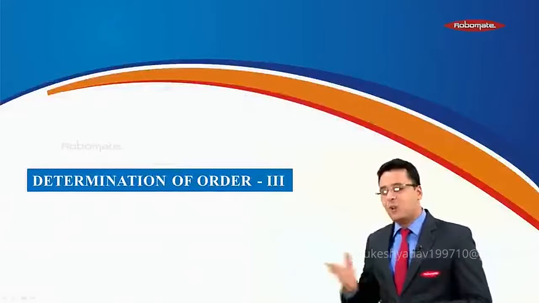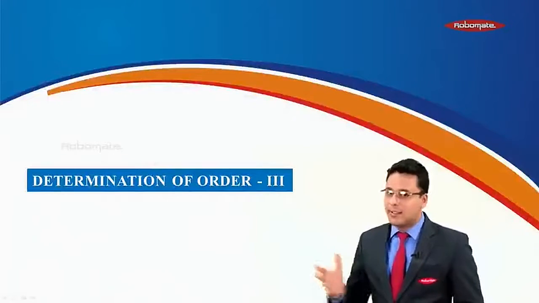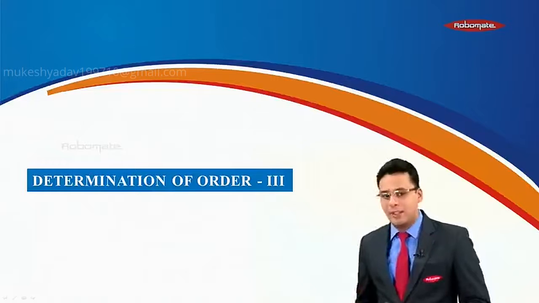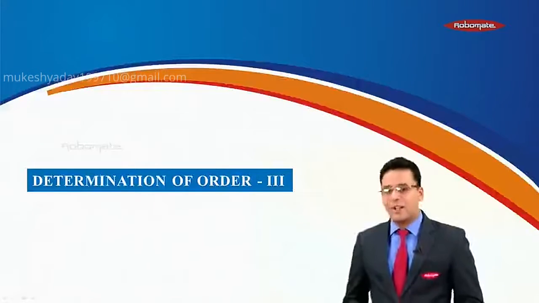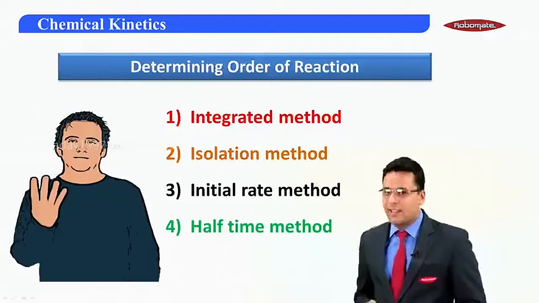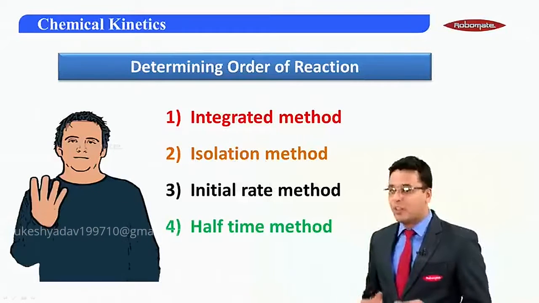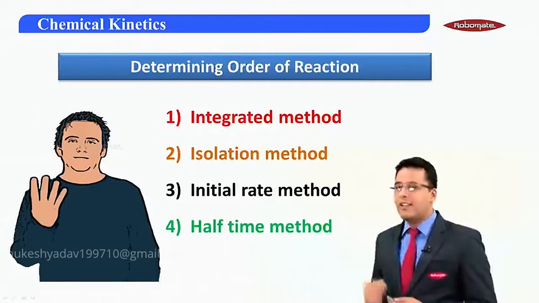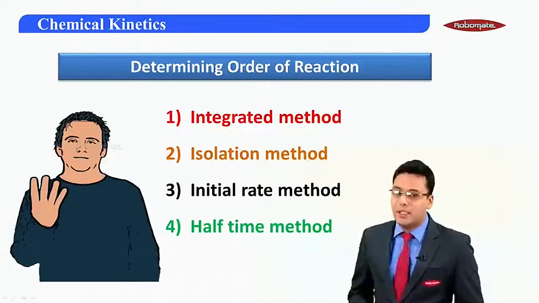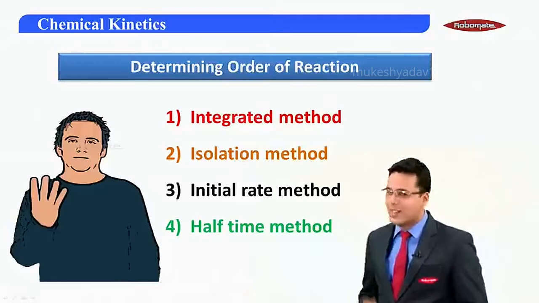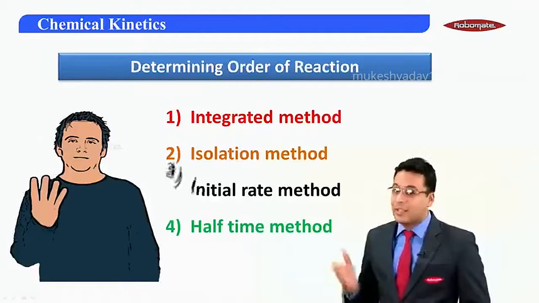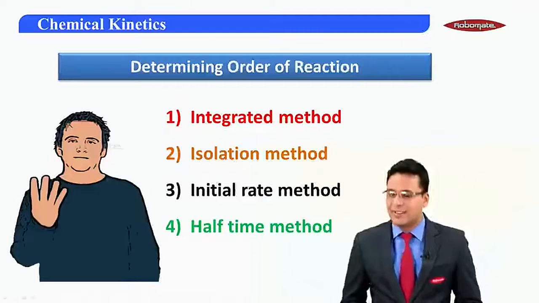We were studying how to determine order. This will be our third part of this topic. My friend showed you earlier that there are 4 methods to determine order. We have already seen the integrated method and the isolation method. Let's go for the third one now, that is the initial rate method.